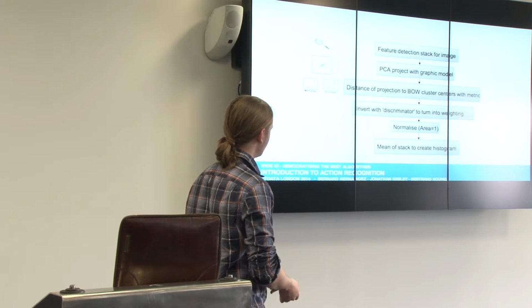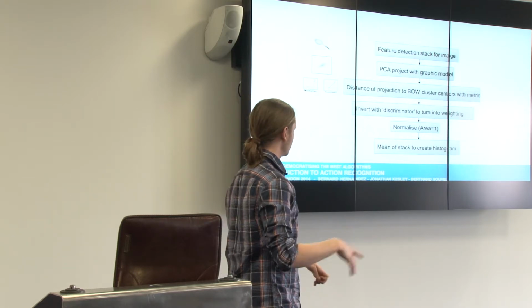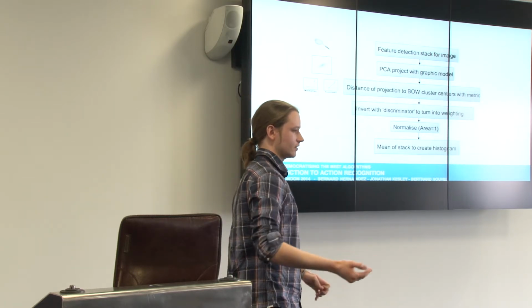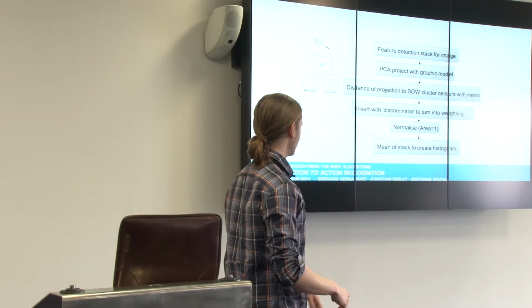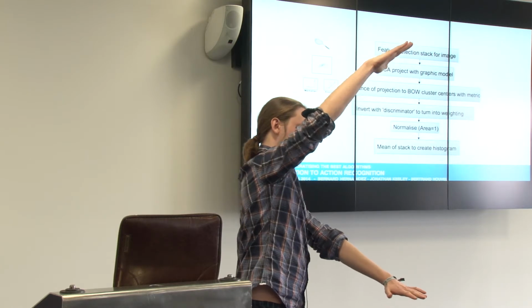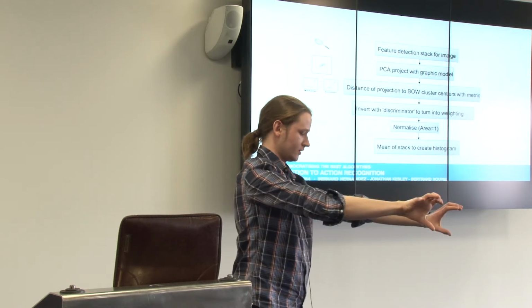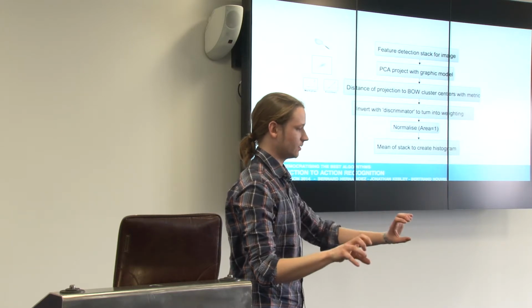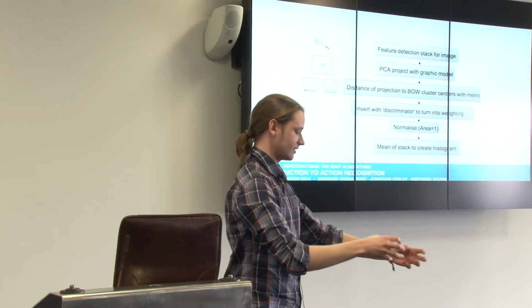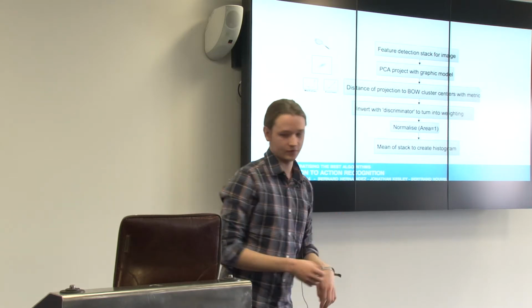And then because we've messed about with this weighting, we need to normalize our data. So we normalize it so the error is 1. And then we do a mean of the entire stack, so we just get one histogram, which well represents that particular image in terms of our bag of words. And we use this to throw at our classifier.